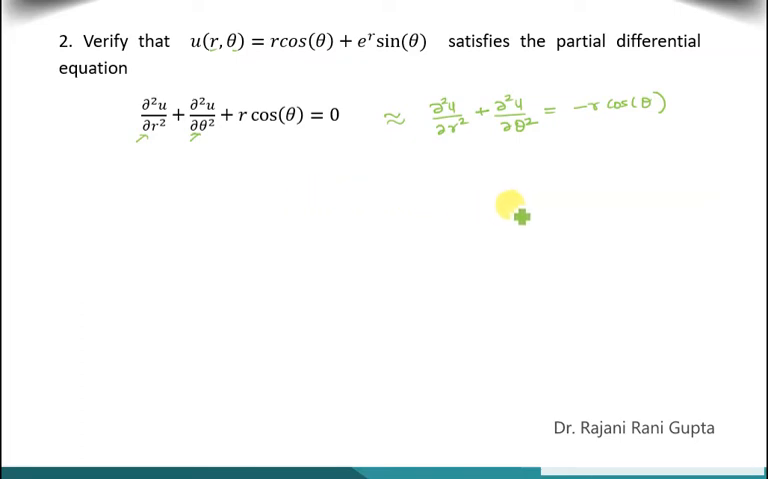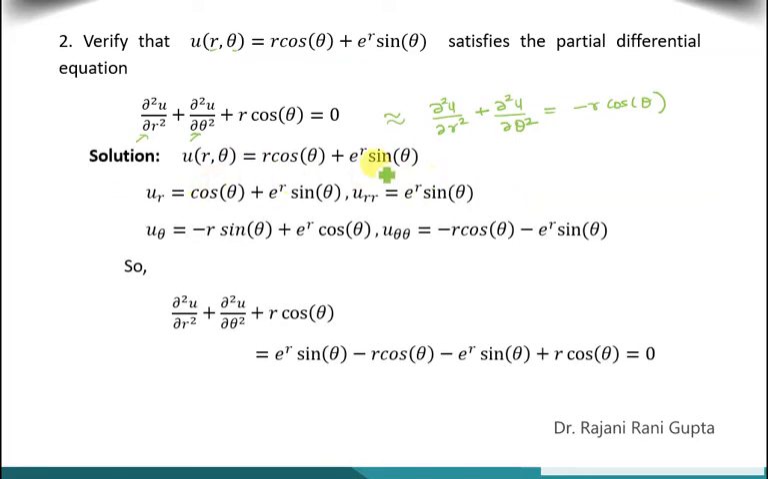So let's work on it. This is how we work. U is r cos theta e power r sin theta. Now when we differentiate it with respect to r, we consider theta as constant. So the derivative of r gives you 1, so we are left with cosine of theta. Derivative of e power r is the same, e power r, so we are left with e power r sin theta.